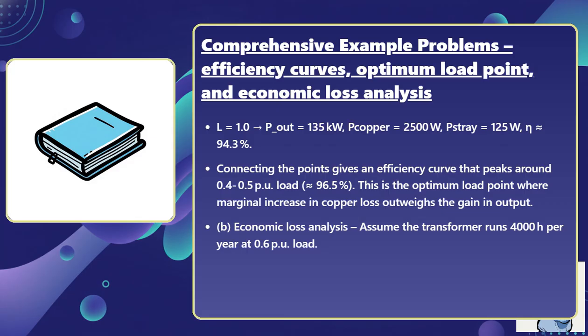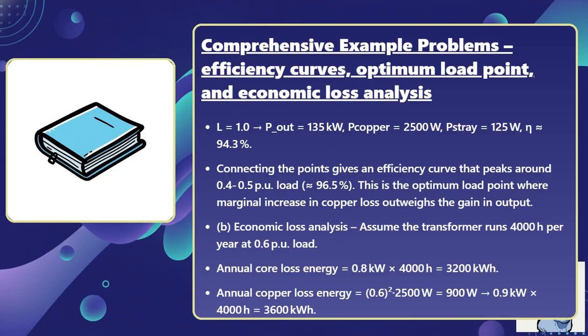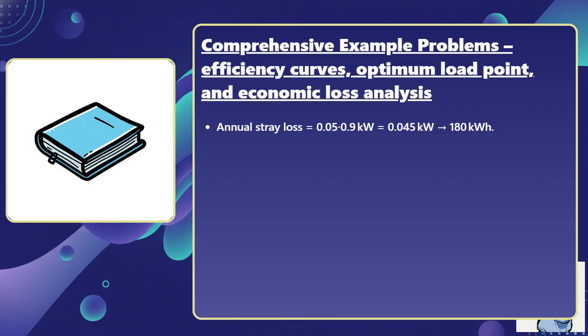(B) Economic loss analysis. Assume the transformer runs 4,000 hours per year at 0.6 per unit load. Annual core loss energy equals 0.8 kilowatts times 4,000 hours equals 3,200 kilowatt hours. Annual copper loss energy equals 0.6 squared times 2,500 watts equals 900 watts, which is 0.9 kilowatts times 4,000 hours equals 3,600 kilowatt hours. Annual stray loss equals 0.05 times 0.9 kilowatts equals 0.045 kilowatts, which is 180 kilowatt hours.